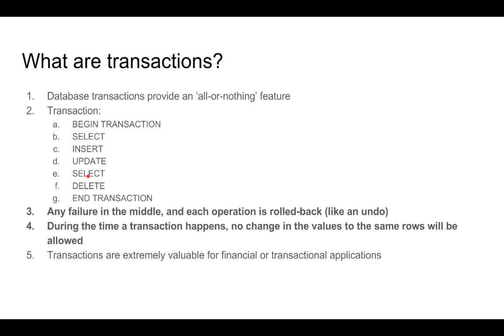In case there is a system failure or something goes wrong, the database will ensure that all of these operations are rolled back, and we see the database as it was before this begin transaction happened. So this is how we handle failures with transactions.